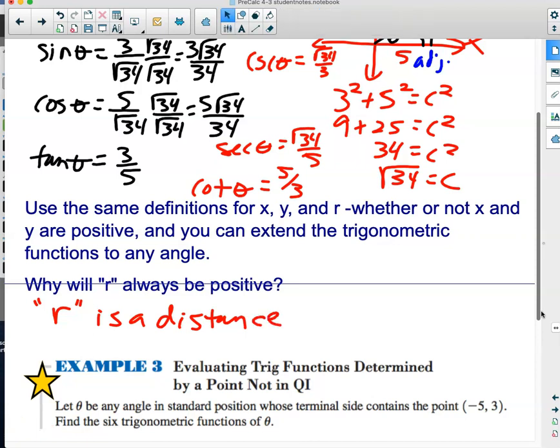So your x's and y's might not be. I mean, if they're not in quadrant 1, we're guaranteed we're going to have a negative in front of at least one of them. But r will always be positive.